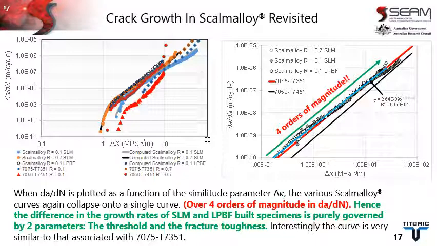Okay. All of this messy curve on the left-hand side now collapses onto a single curve. This is true regardless of whether it's made with selective laser melt or with laser powder bed fusion. And you can see that this relationship holds for at least 4 orders of magnitude. Interestingly, the curve for Scalmalloy is very similar to that for 7050 T7351. What this means is that the difference in the growth rates seen between selective laser melt and laser powder bed fusion built specimens is governed purely by two parameters, the threshold and the fracture toughness.